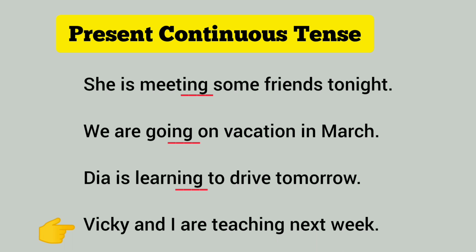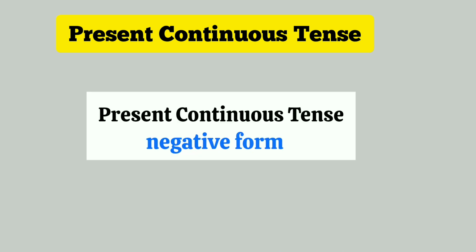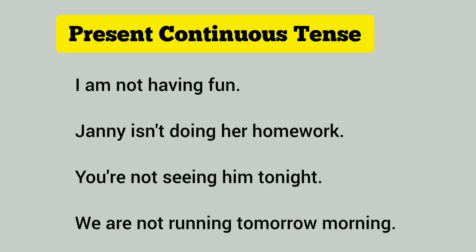So I am using are, and I added ing to the verb teaching, and it shows near future because it is next week. Now let us talk about the negative form of the present continuous tense. I have some examples here. These examples are for actions that are happening right now or long actions. The last two examples are for near future plans. So let us have a look.